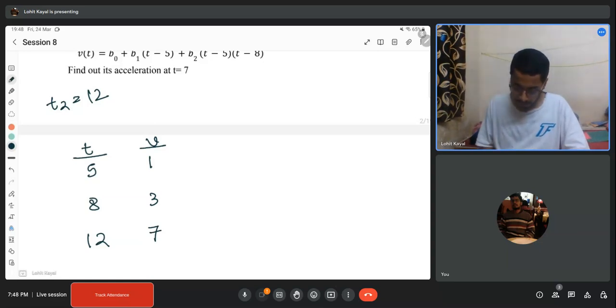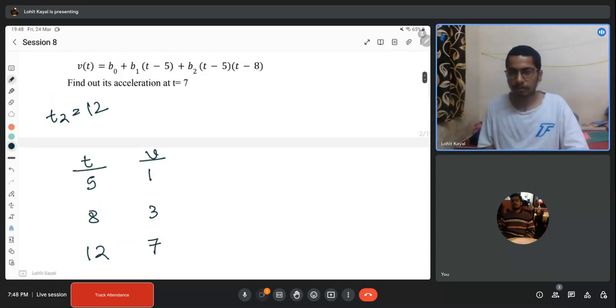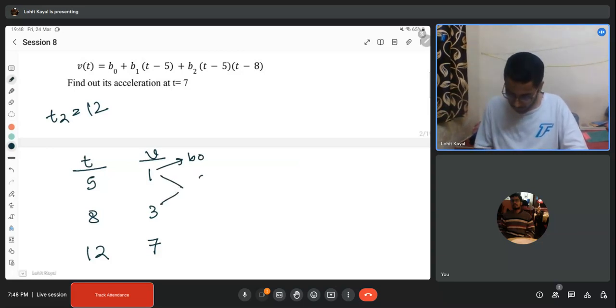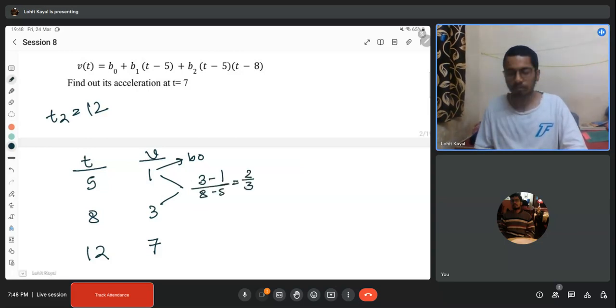Okay. So first, from the table, here I want to show you how to use the table again. So this value is equal to b naught, right? And now this one: 3 minus 1 over 8 minus 5 is equal to 2/3.